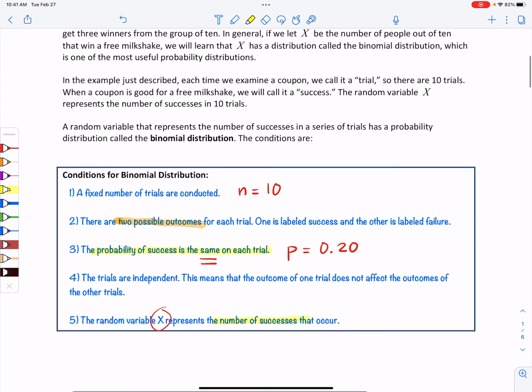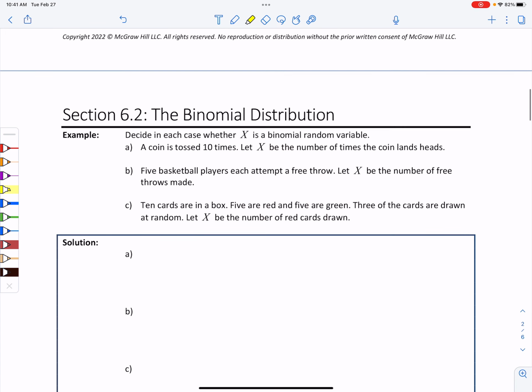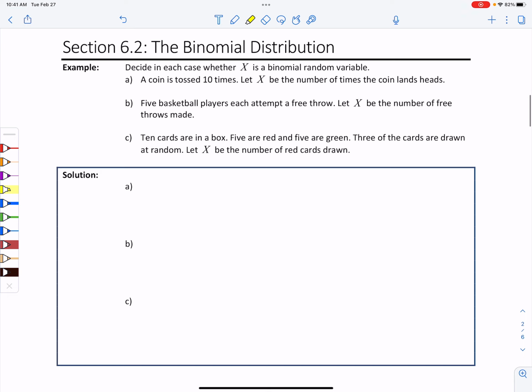All right, now again, once we can determine that a random variable is binomial, then we will be able to use the binomial distribution to find its probabilities and to easily calculate its mean and standard deviation. The key is we're only going to be able to use the binomial distribution if we know that what we have is a binomial random variable. All right, and essentially all we do is check these different conditions.